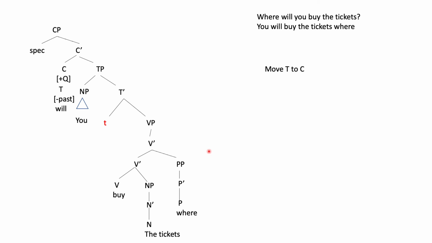The next movement that we have is moving our WH word to its appropriate position, its surface structure. So in this case, we're going to move the whole prepositional phrase to the specifier of P position. And that will finally leave behind a trace. So our end result is the appropriate surface structure. Where will you buy the tickets?